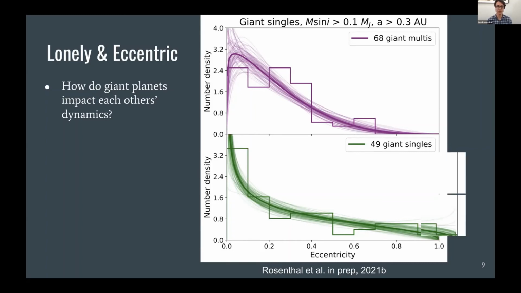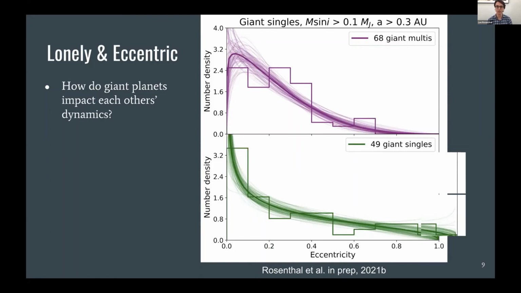This plot shows a comparison of single giant systems and multi-giant systems with peak eccentricity histograms and draws from a population fit. So we see a long tail for single giants that doesn't exist for the multis. This is due at least in part to a simple fact: paired planets can only be so eccentric before they cross orbits and scatter each other.